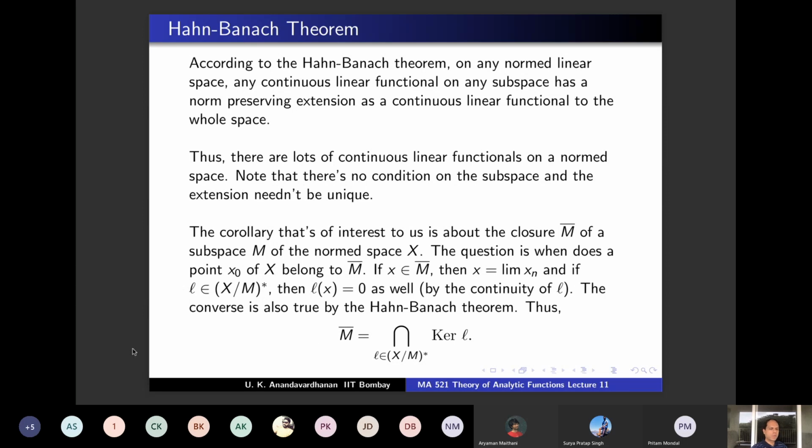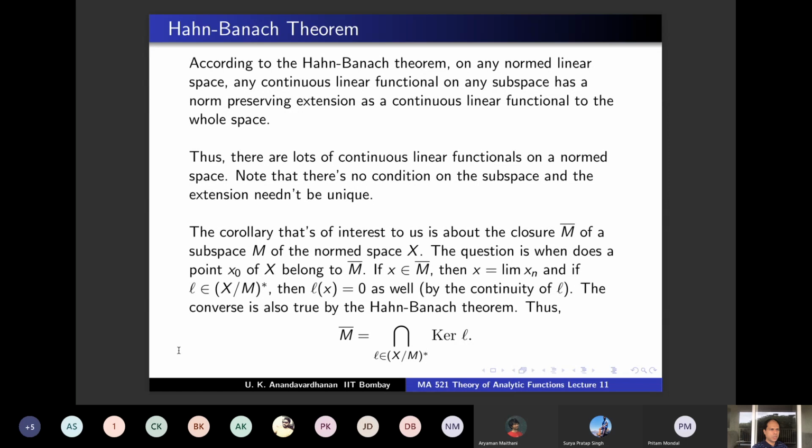So let's give a quick proof, because the proof is easy if you assume Hahn-Banach. What we will show is that the intersection of these kernels is contained in M bar. Otherwise, we are going to show that if you take a point outside M bar, it is not in this intersection. If you take a point outside M bar, we have to show that it is not in this intersection.